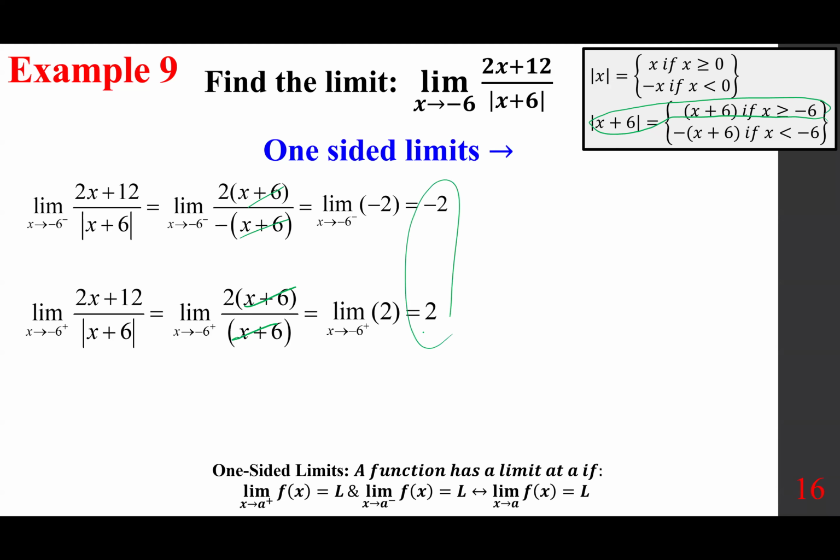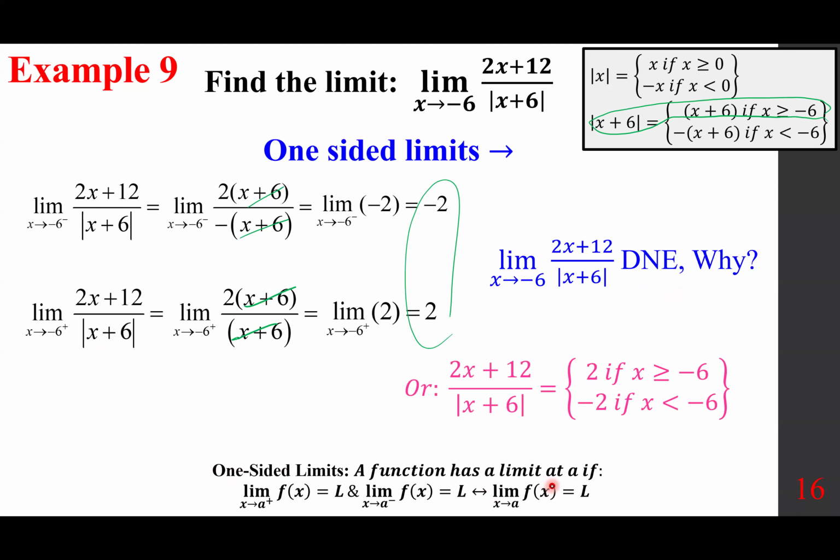Because these two numbers are not the same, the limit of 2x plus 12 over absolute value of x plus 6 as x approaches -6 does not exist. These two are not equal. That's the reason, because of the one-sided limit. If the one-sided limits are identical, the limit exists. The second method is to simplify this first, using that into 2 and -2, and now take a limit, and it will result in the same answer. The limit of the function as x approaches -6 does not exist.